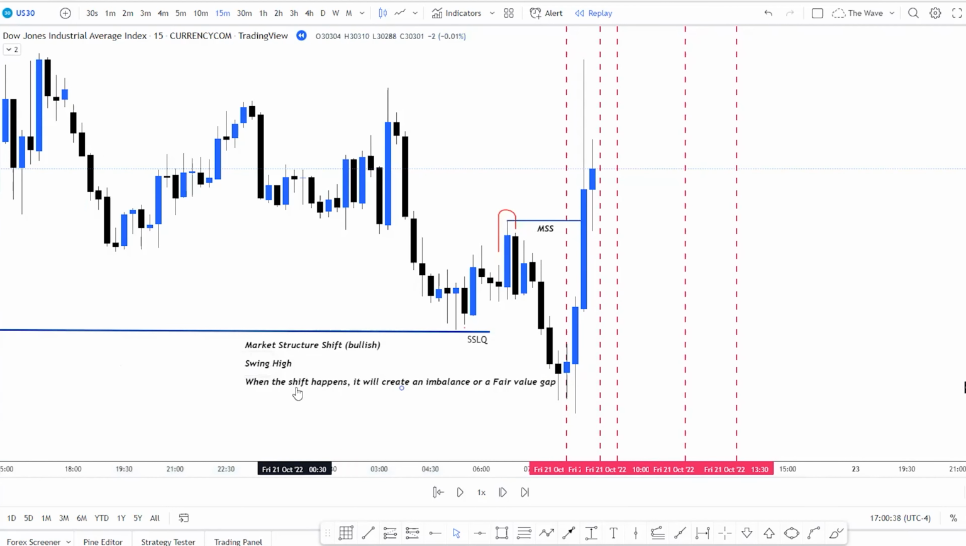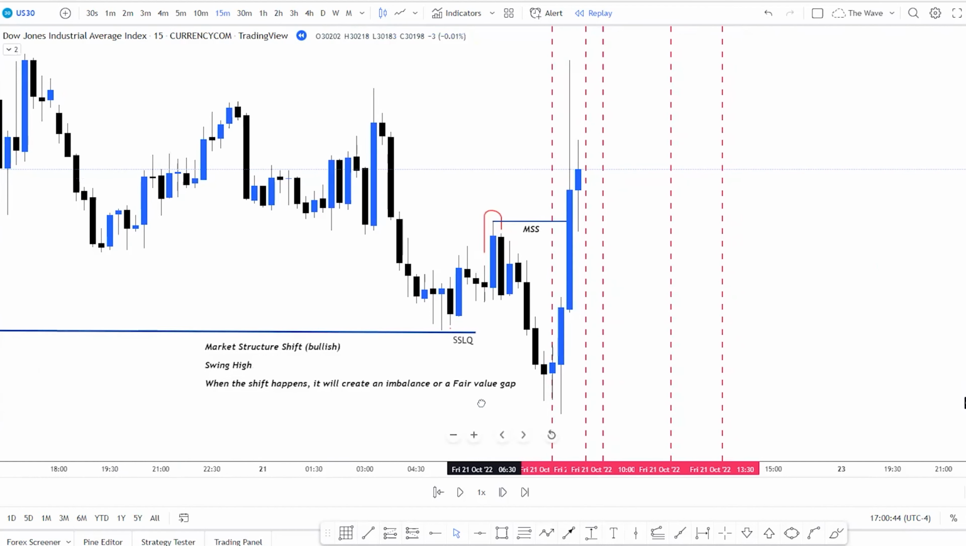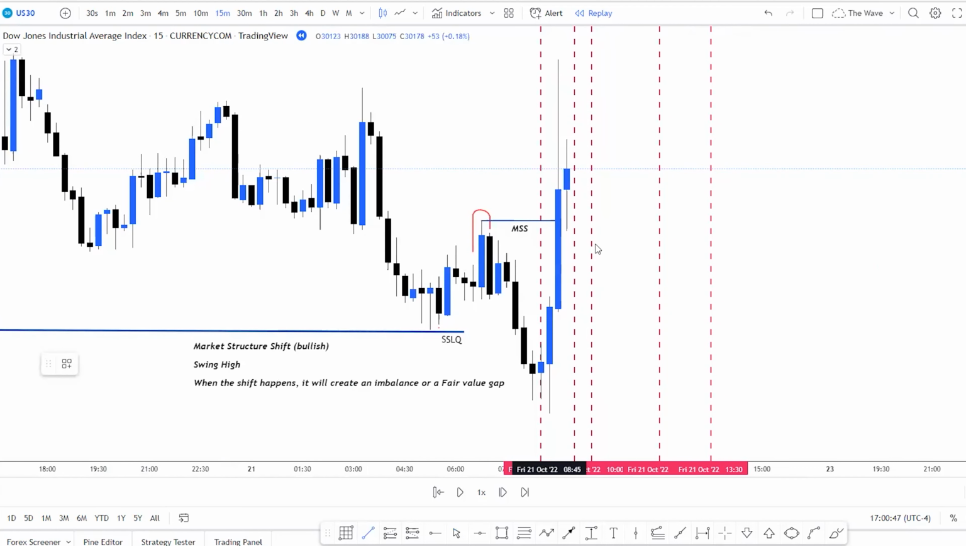Now, like I said, when the shift happens, it will create an imbalance or a fair value gap, right? And what does that do? You see here, from the bottom of this wick to the top of this wick here, what happened? There's a gap in price, or an imbalance, right? Only buy side was offered here. That's it. There's no sell side being offered here. Price was only offered on the buy side, meaning the market has to come back to rebalance, right?